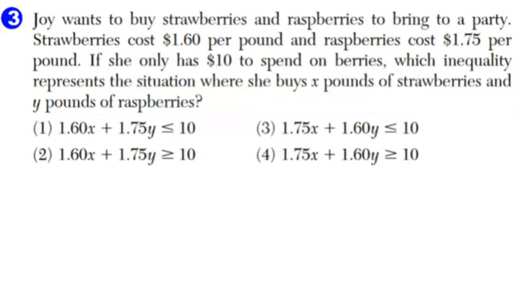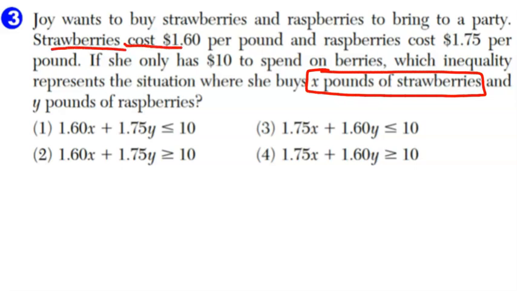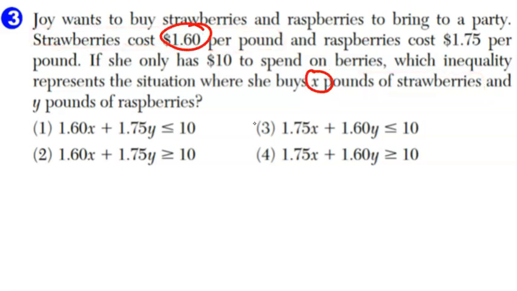Question number 3 asks you to represent this situation as an inequality where x is the pounds of strawberries and y is the pounds of raspberries. So let's focus there. If x is strawberries and strawberries are $1.60 per pound, then the number 1.60 has to be with the letter x. So that means that these two options wouldn't be possible.